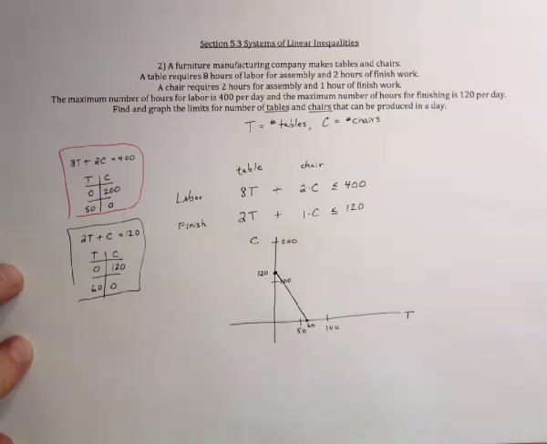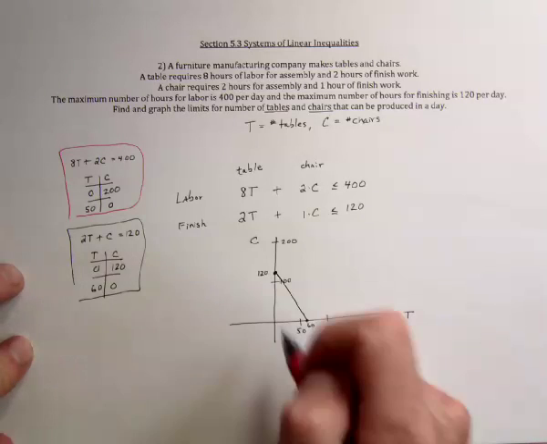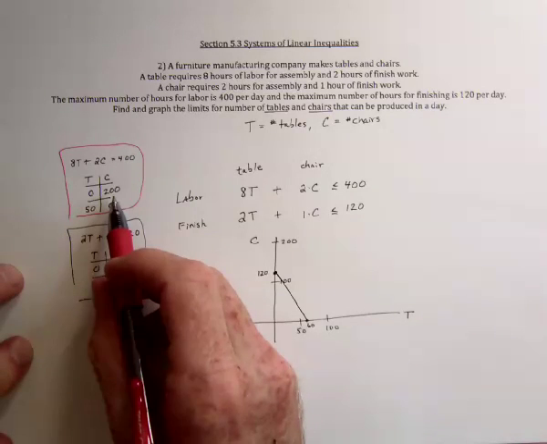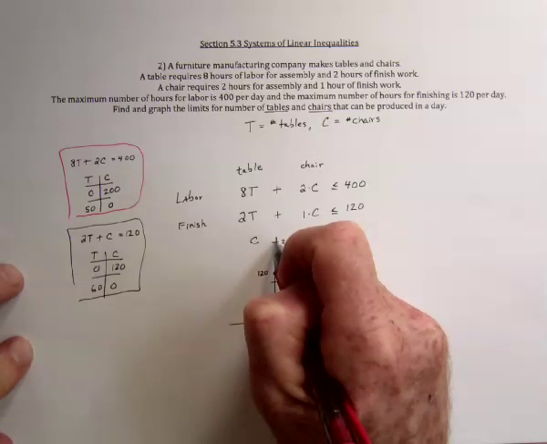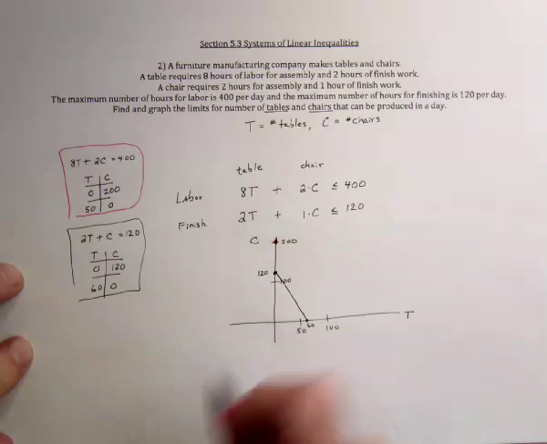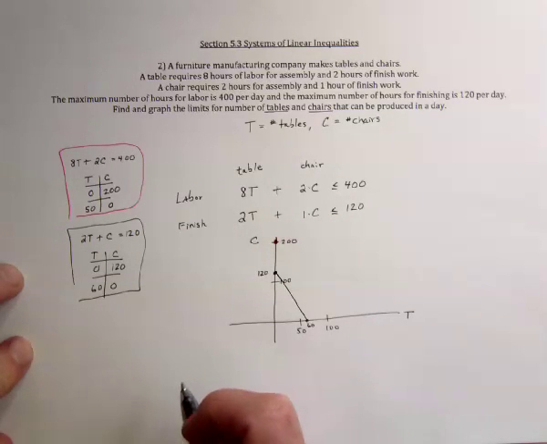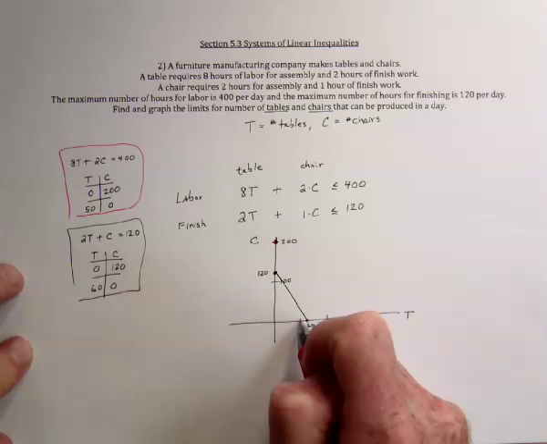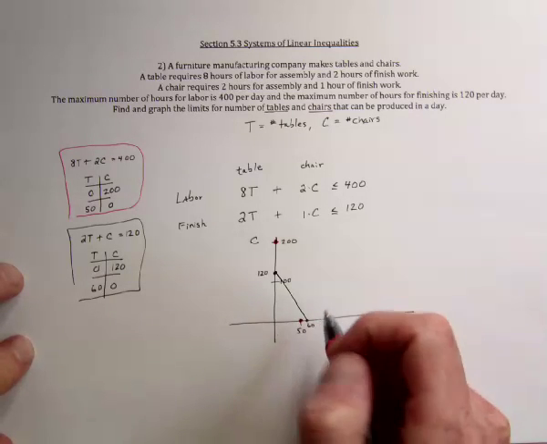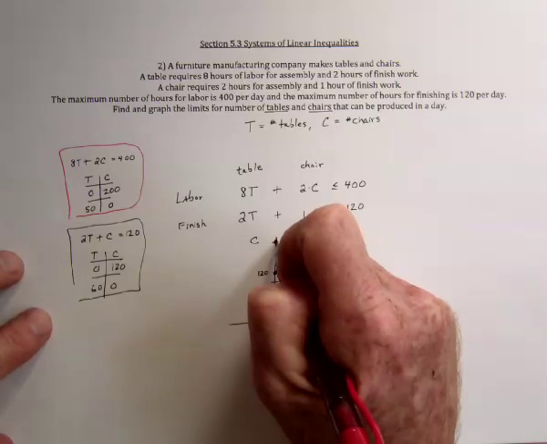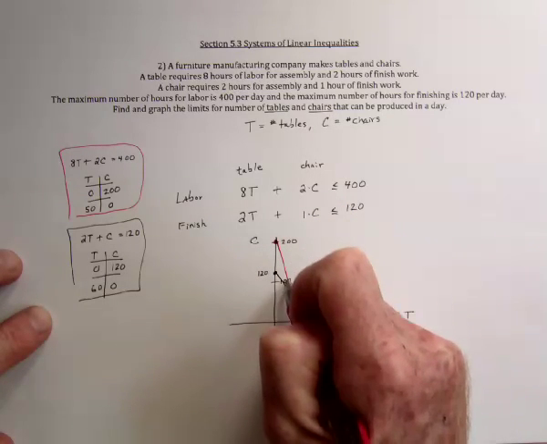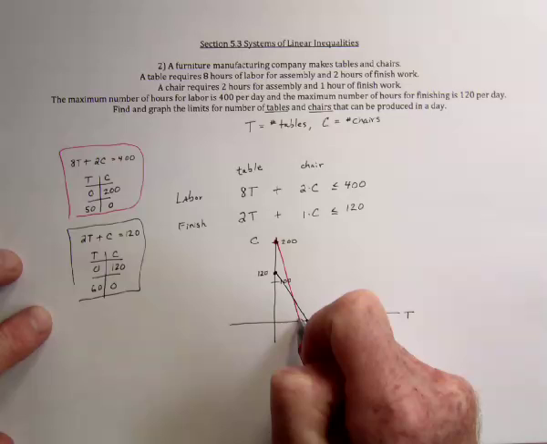And now for the other line, which would be at 0 to 100. That's 0 for T, 200 for C, so that's up there. And then 50 and 0. And then draw that line.